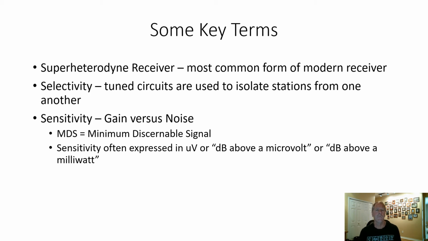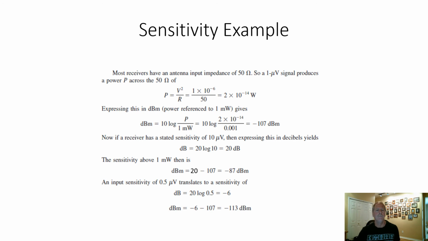Common term is MDS, minimum discernible signal. What's the smallest signal that can be received by a receiver? And that has to do with its sensitivity and, of course, noise. Sensitivity is expressed in microvolts or dBs above a microvolt or dBs above a milliwatt. There's a couple of examples here.